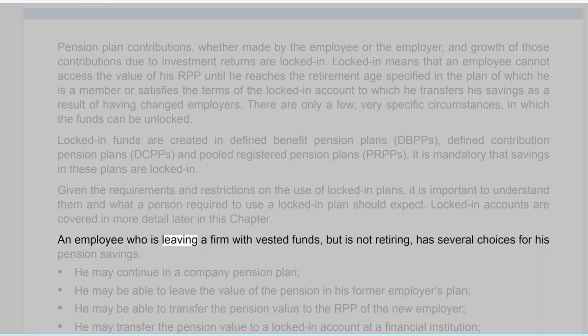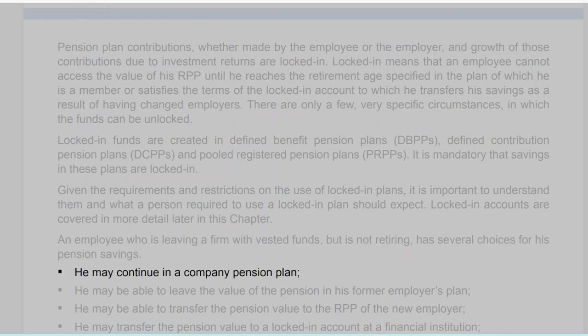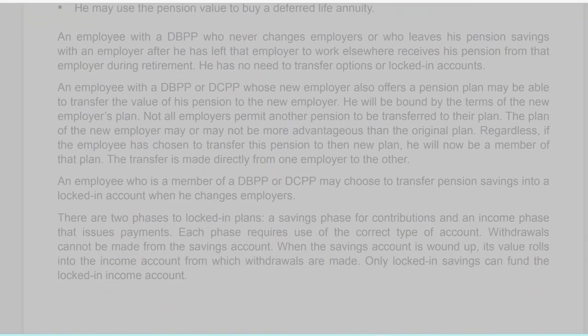An employee who is leaving a firm with vested funds, but is not retiring, has several choices for his pension savings. He may continue in a company pension plan. He may be able to leave the value of the pension in his former employer's plan. He may be able to transfer the pension value to the RPP of the new employer. He may transfer the pension value to a locked-in account at a financial institution. He may use the pension value to buy a deferred life annuity.